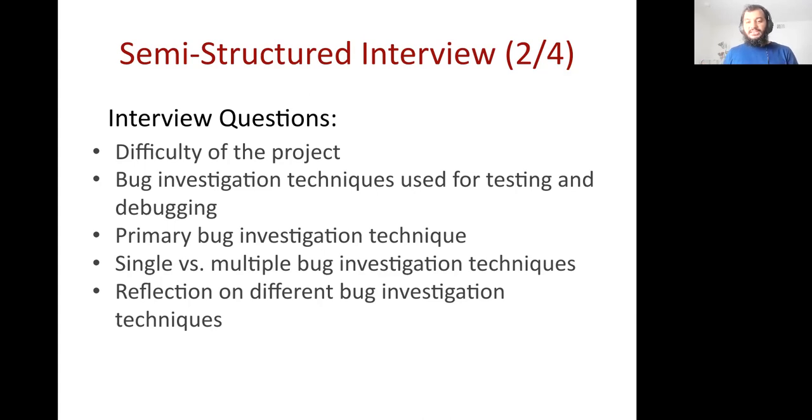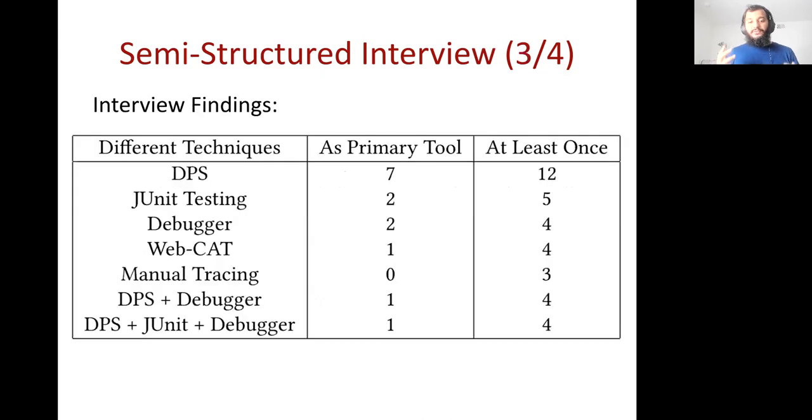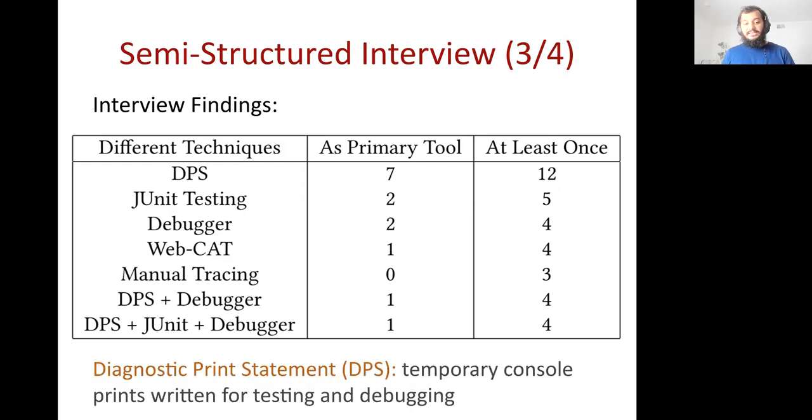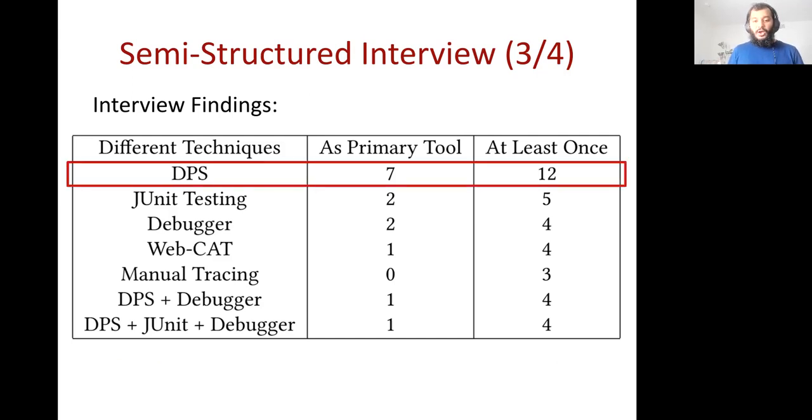We used the grounded theory approach to analyze the interviews. We found that the students mainly used 5 bug investigation techniques, such as diagnostic print statement, in short DPS. A diagnostic print statement is a temporary printed output that a student uses for testing and/or debugging. All of our interviewees used diagnostic print statements to some extent, and 7 students used it as their primary tool for bug investigation.